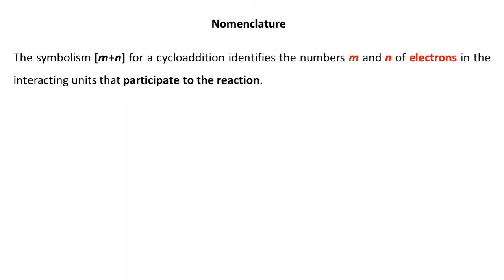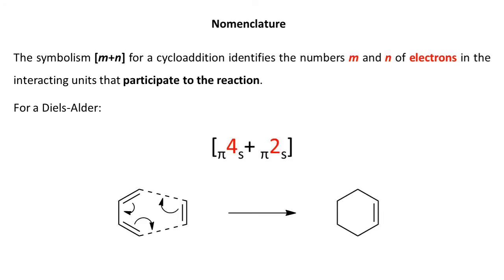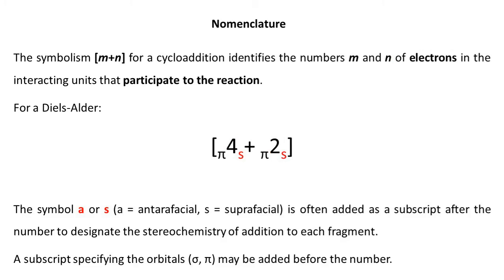First of all, let's do a bit of nomenclature. The symbolism with the square brackets identifies the numbers m and n of electrons in each of the molecules involved in the reaction. For example, in a Diels-Alder reaction, the diene brings 4 pi electrons and the dienophile brings 2 pi electrons. Hence, the Diels-Alder reaction is a 4+2 cycloaddition.